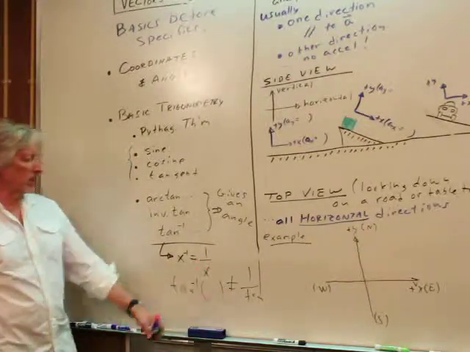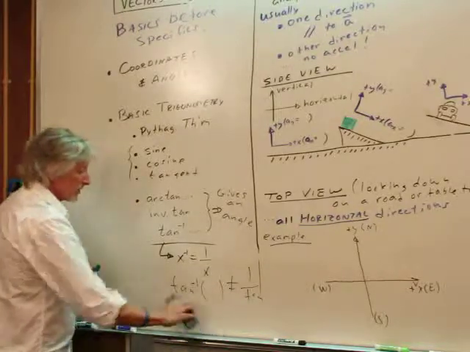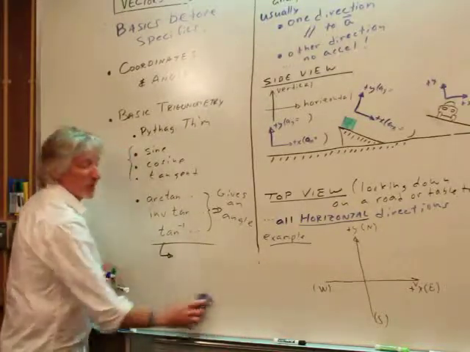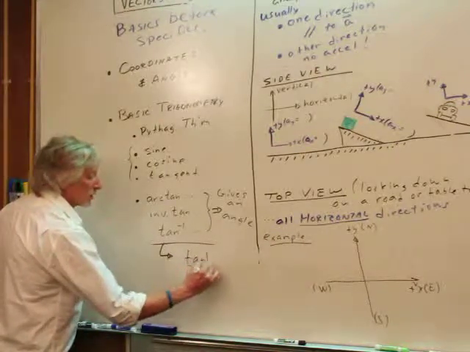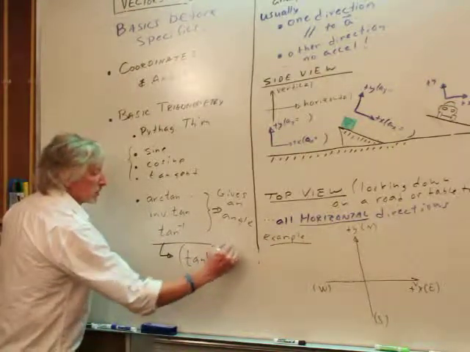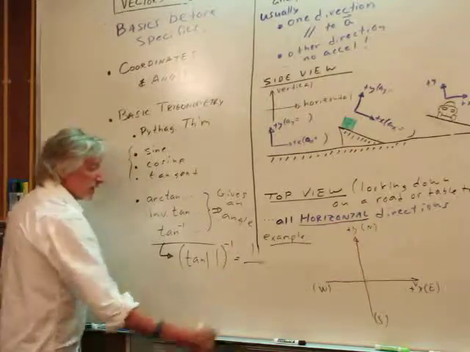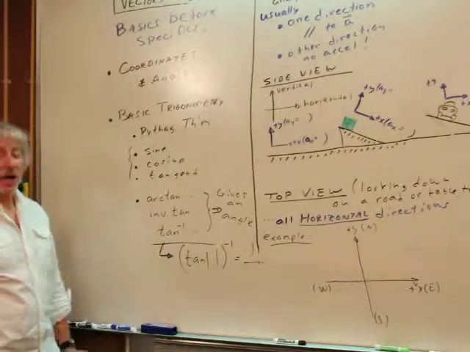So how do we do 1 over tangent? If you want 1 over tangent, this is really bad notation, but it's what we use. You have to do the tangent of something to the -1. That's 1 over tangent. How bad is it?